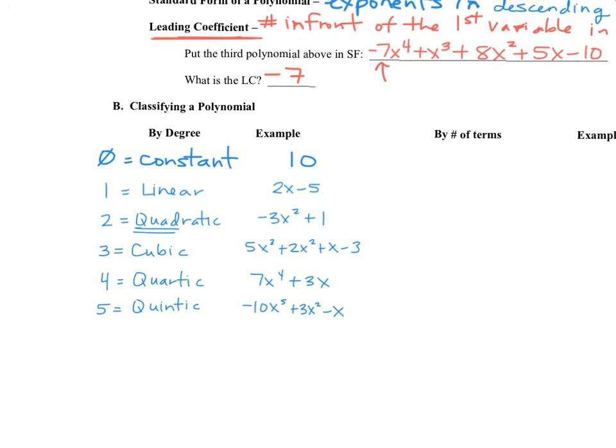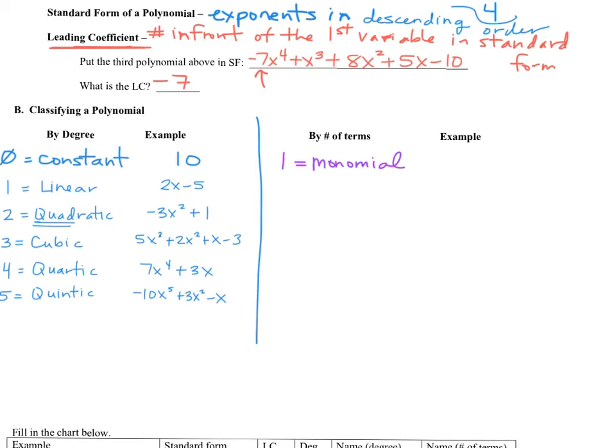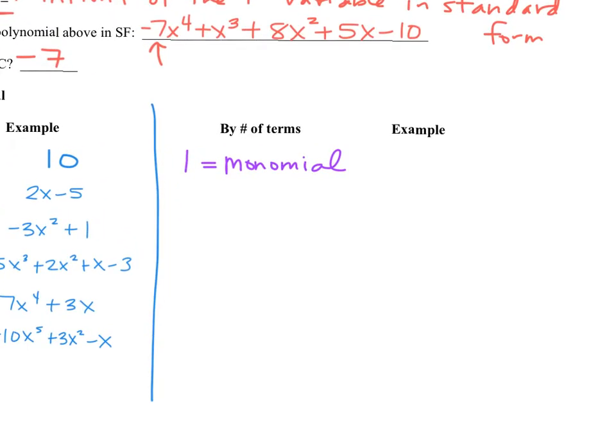Next, we can classify by the number of terms. I feel like you probably know these already. Maybe not, but I feel like you should. If we have one term, what do we call it? I just did this at the very top. Monomial, right? One term, or a monomial, could be something like 5x cubed.